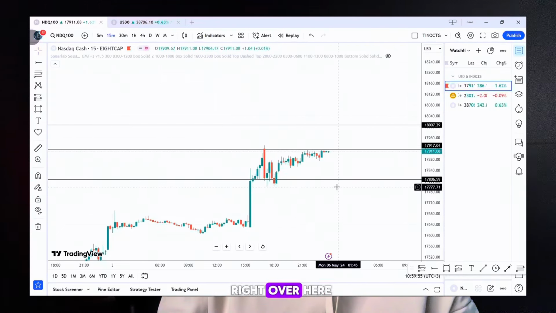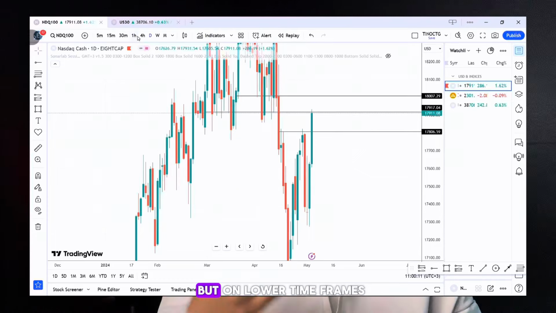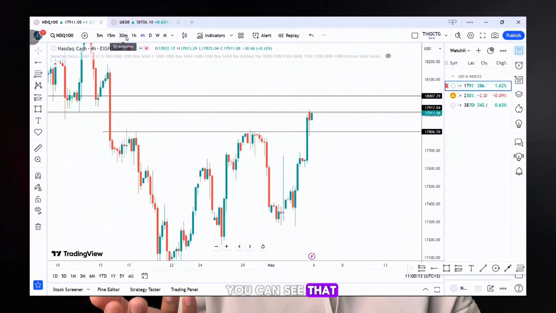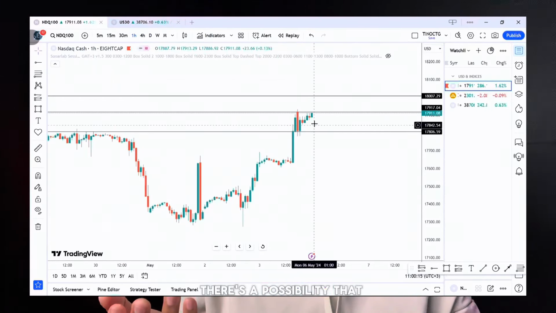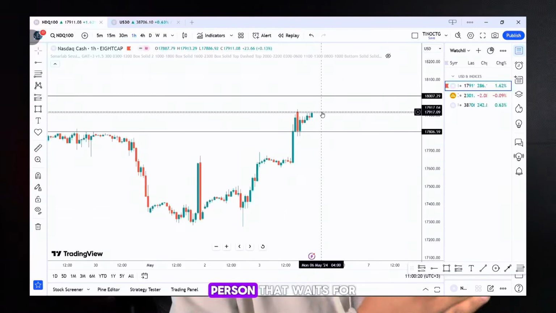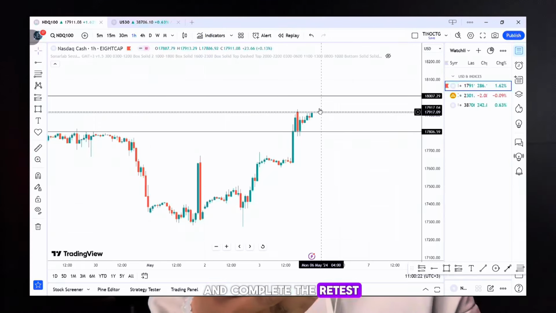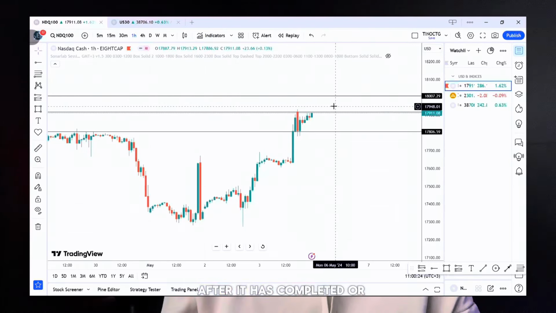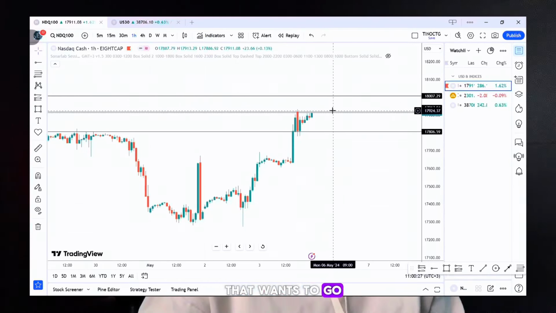But overall, if you're trading the lower time frames, you're going to be biased to buying positions, and if you're trading the higher time frames, you're going to be biased to selling positions, because on the higher time frame, it is a retest of a broken zone that it had. But on lower time frames, there's a possibility that it can break out to go and complete that retest. So you can be one person that waits for the market to go and complete the retest and then go in for the selling positions after it has completed, or you'll be that person that wants to go with the market to complete the retest.